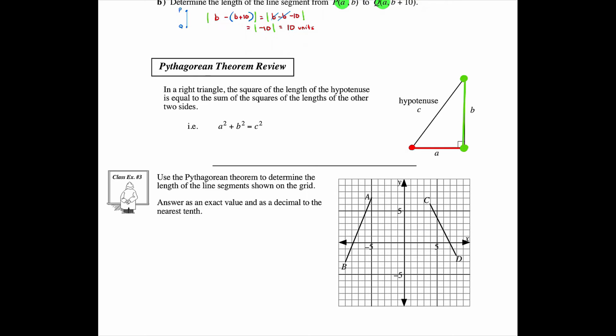And what do we know about a vertical line? Well, it is going to have the same x values. So to figure out the length of the line, we're just going to subtract the y values.